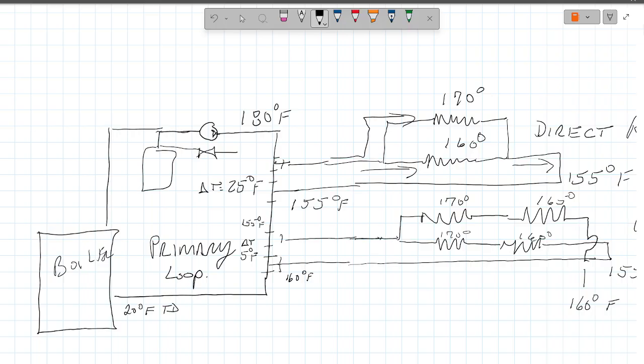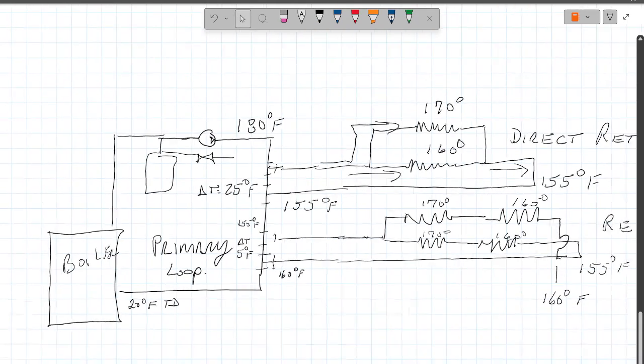Now, are you ever going to get 20 degrees on the nose? No, you'll wind up with like 18.2. You'll wind up with 19. You'll wind up with 17. But that's why a reverse return is a better setup than a direct return, because inside the loop for the reverse return, we get to fix the water temperatures and get them back warmer. That makes sense?